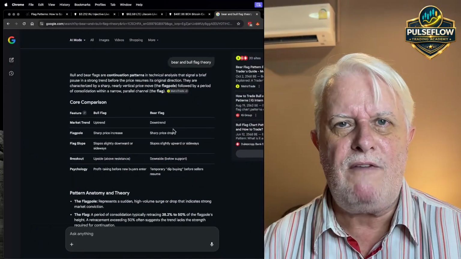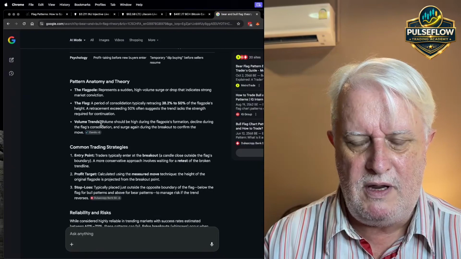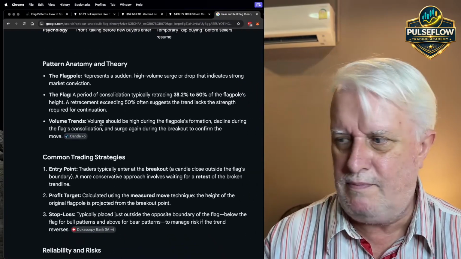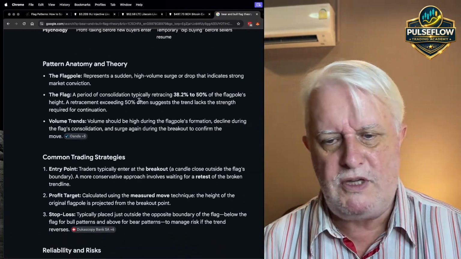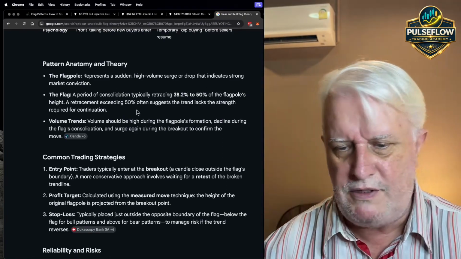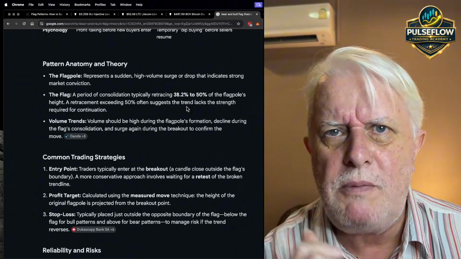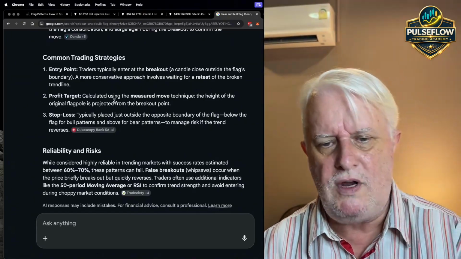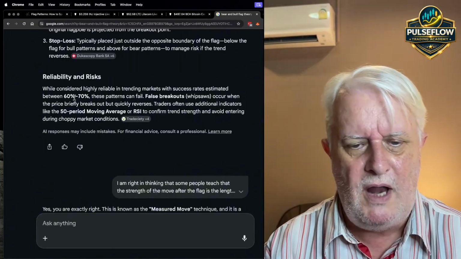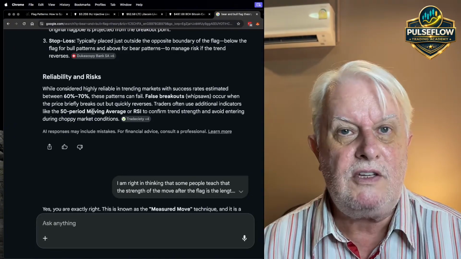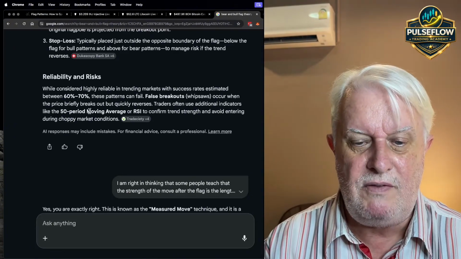I asked about bull and bear flag theory and it gave me the breakdown here, which I can zoom in a little. The flagpole represents a sudden high move and the flag is a consolidation of typically 38.2 to 50%. Common trading strategies, it gives you all of this, right? Reliability and risks, they reckon they work 60 to 70% of the time.